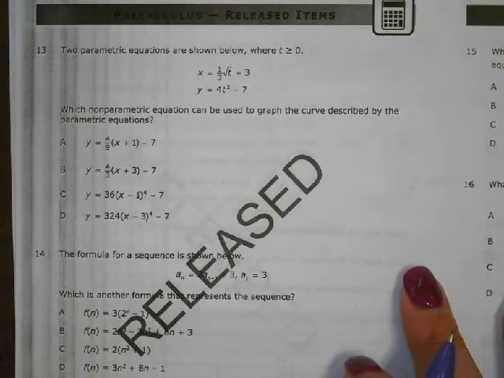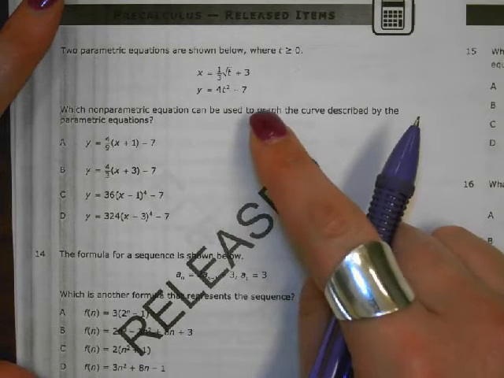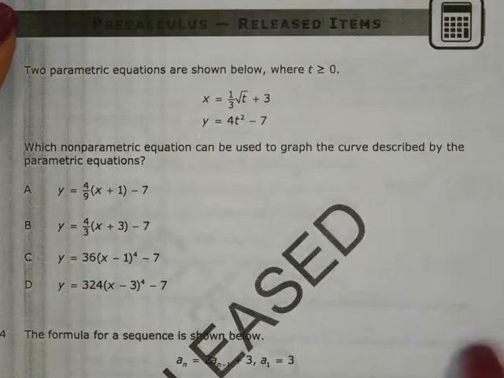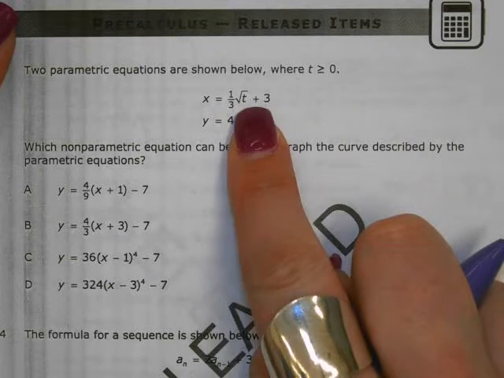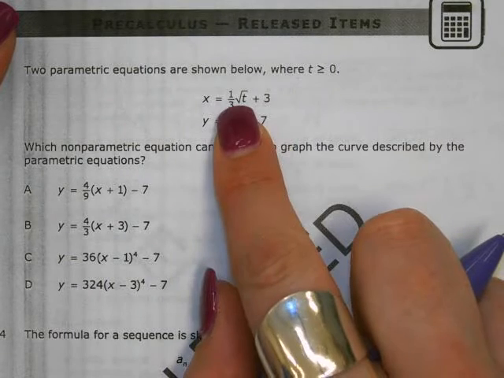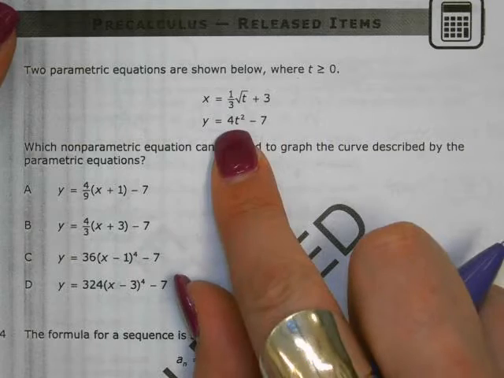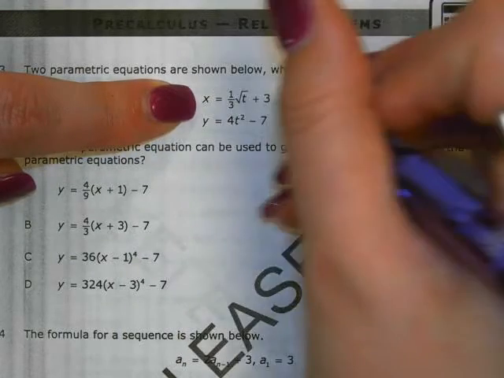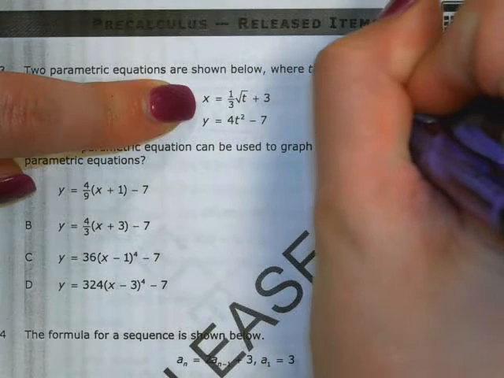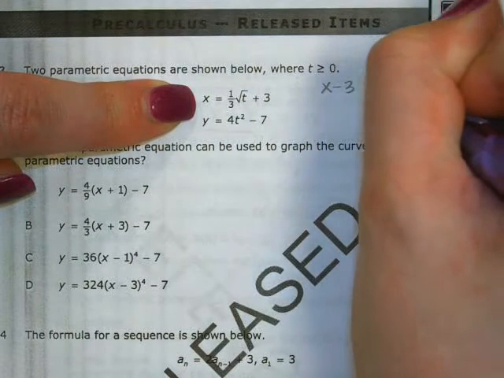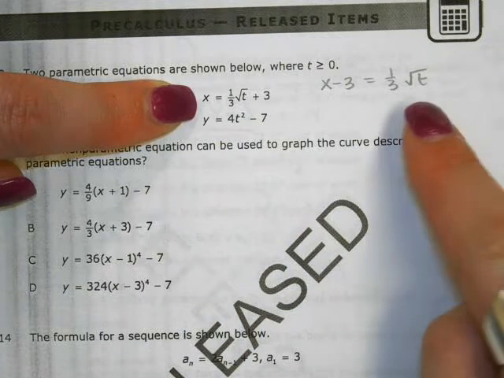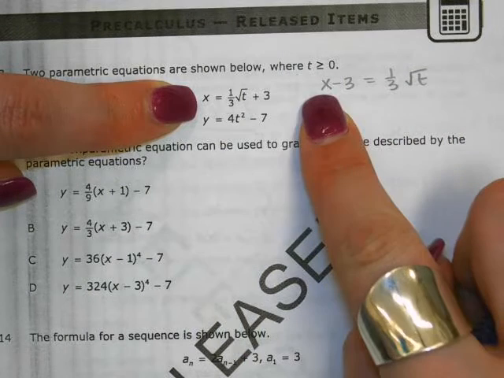All right, so next we're dealing with parametric equations. If you guys recall, what we typically do with parametric equations is we take the x equation and we want to isolate t so that we can substitute it into the y equation. So I'm going to go ahead and start doing that. I'll subtract the 3 over. And then I will go ahead and multiply by 3.